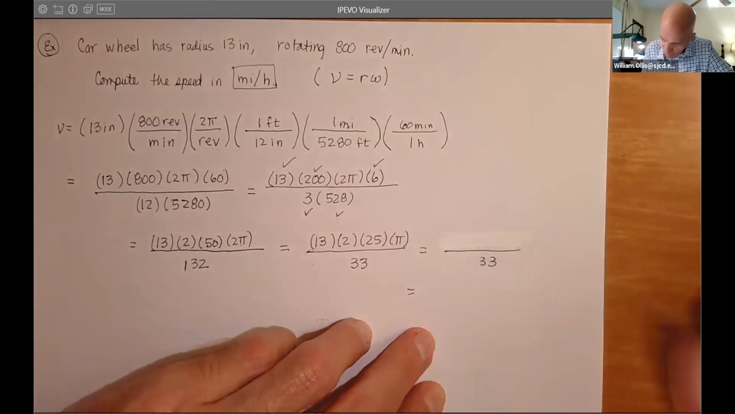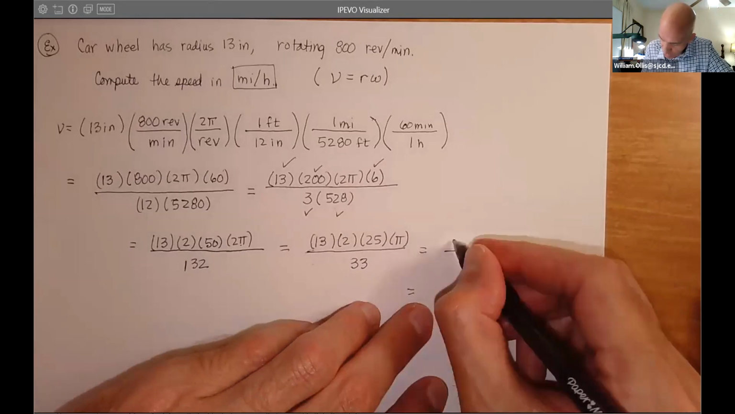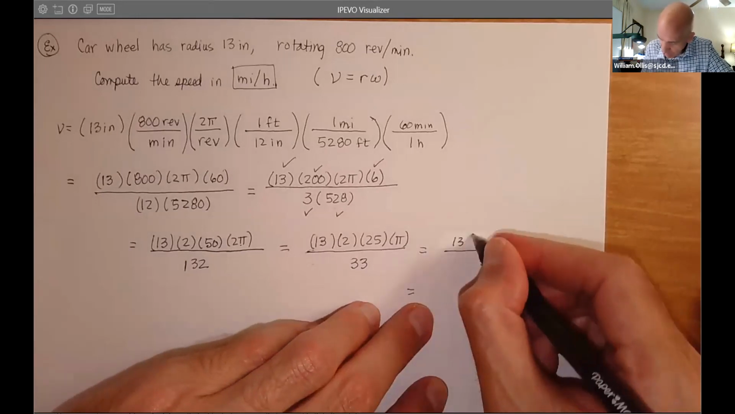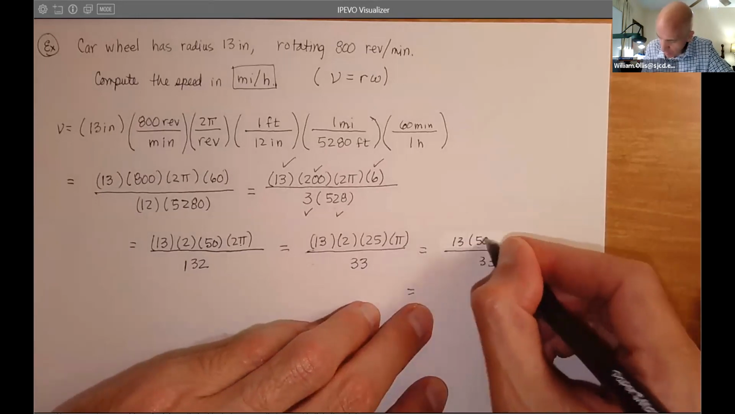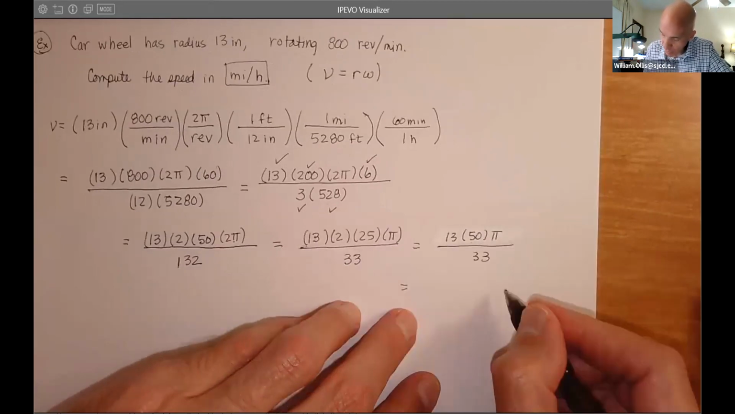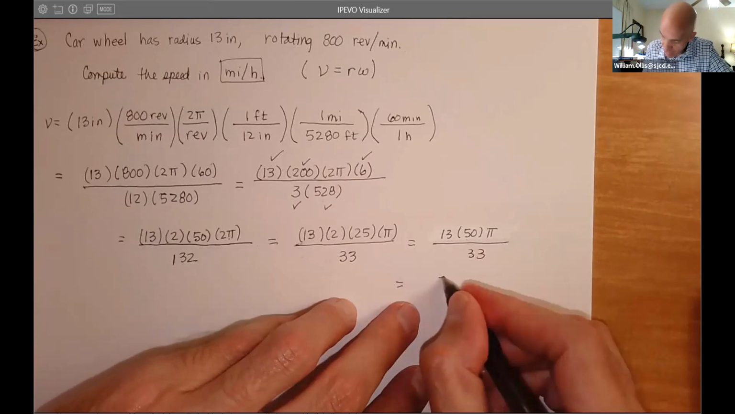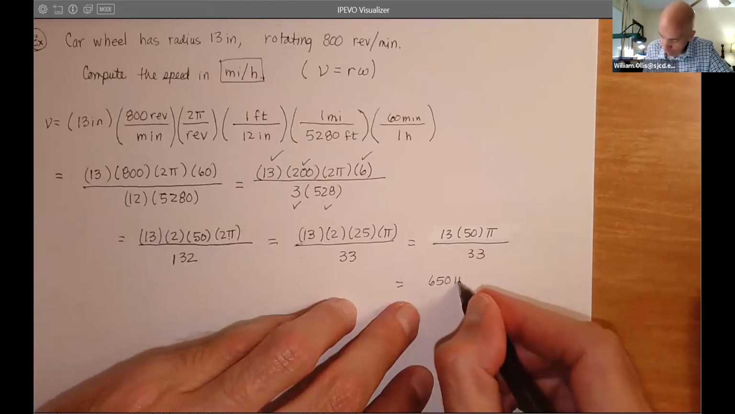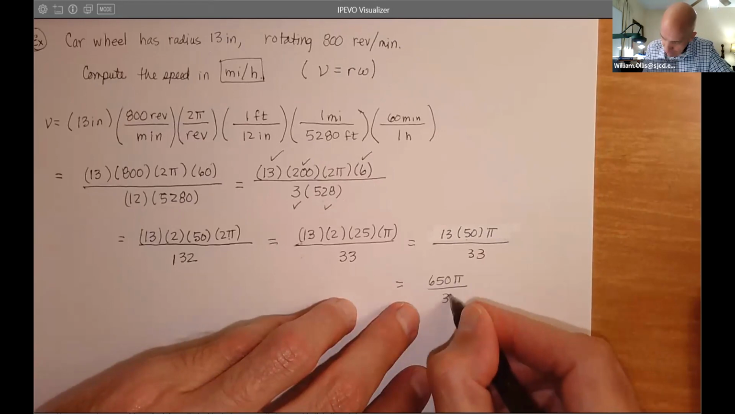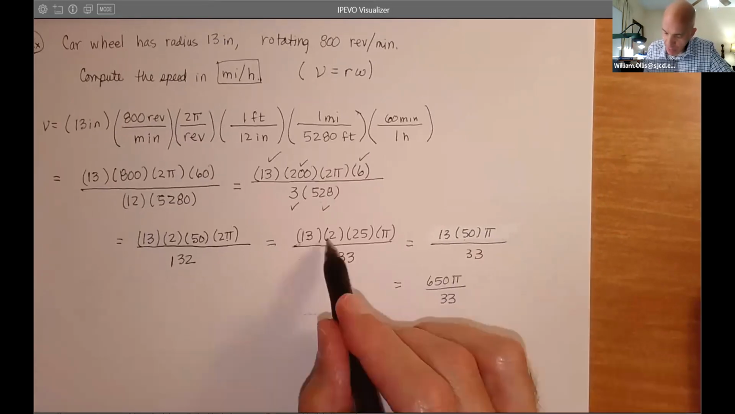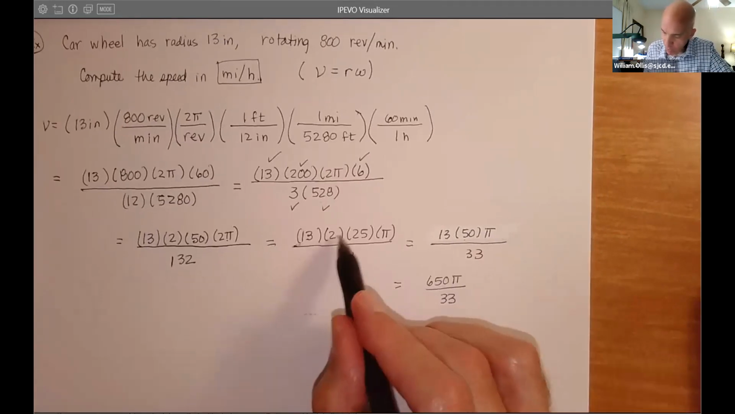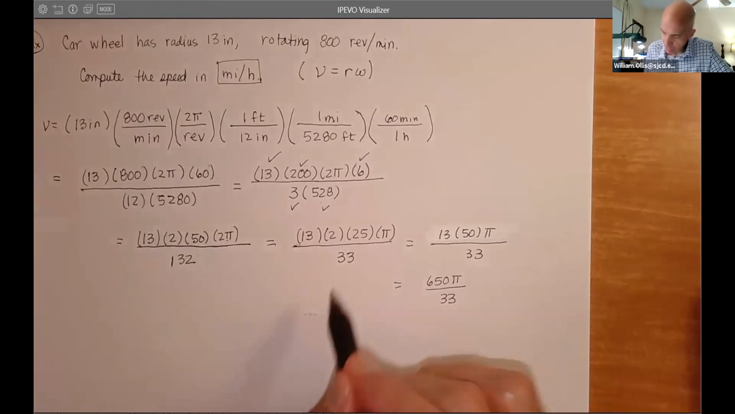So do this way. Just go ahead and write this 13 times a 50 times a pi. That's a better way to write it, which is correct. And so that'll be a 5 times a 3, which is a 15, 65. Yeah, that looks better. When I broke down this, I didn't write my arithmetic correctly. So that looks good. That looks better.